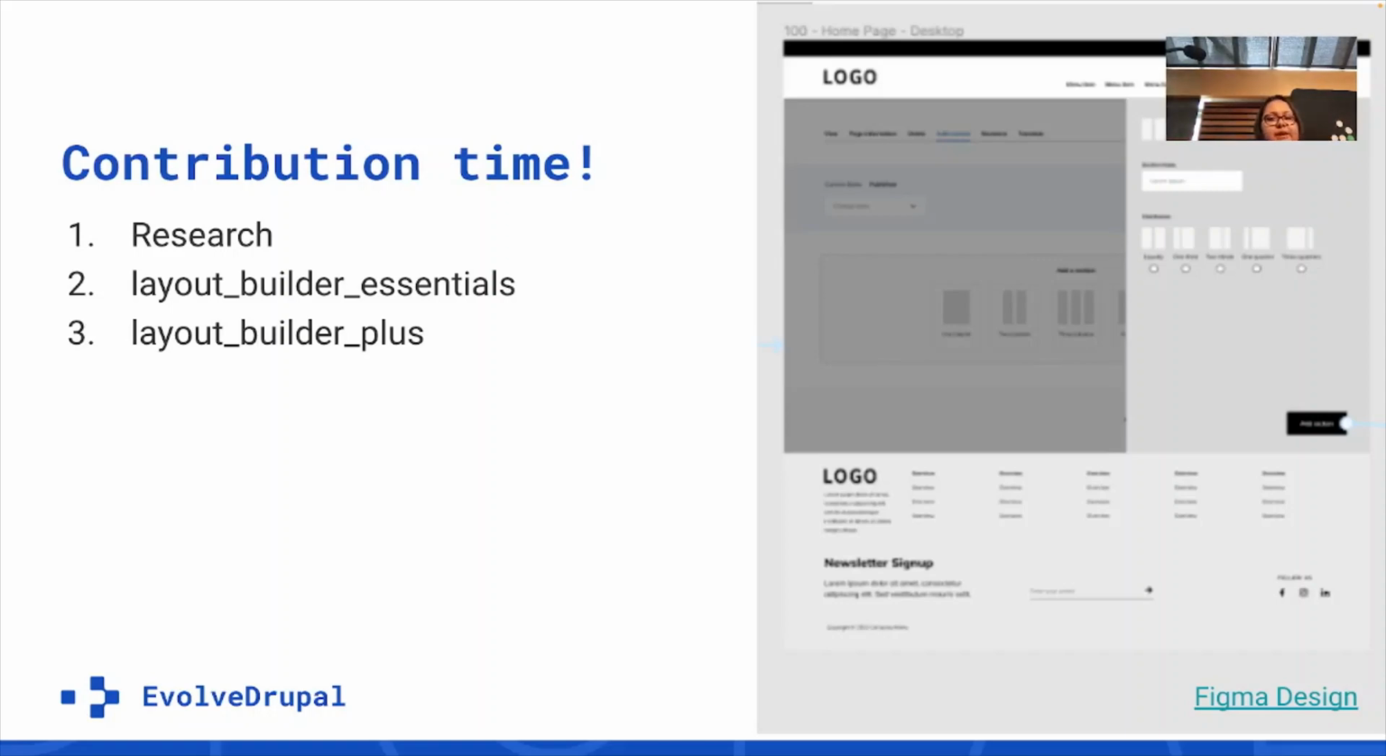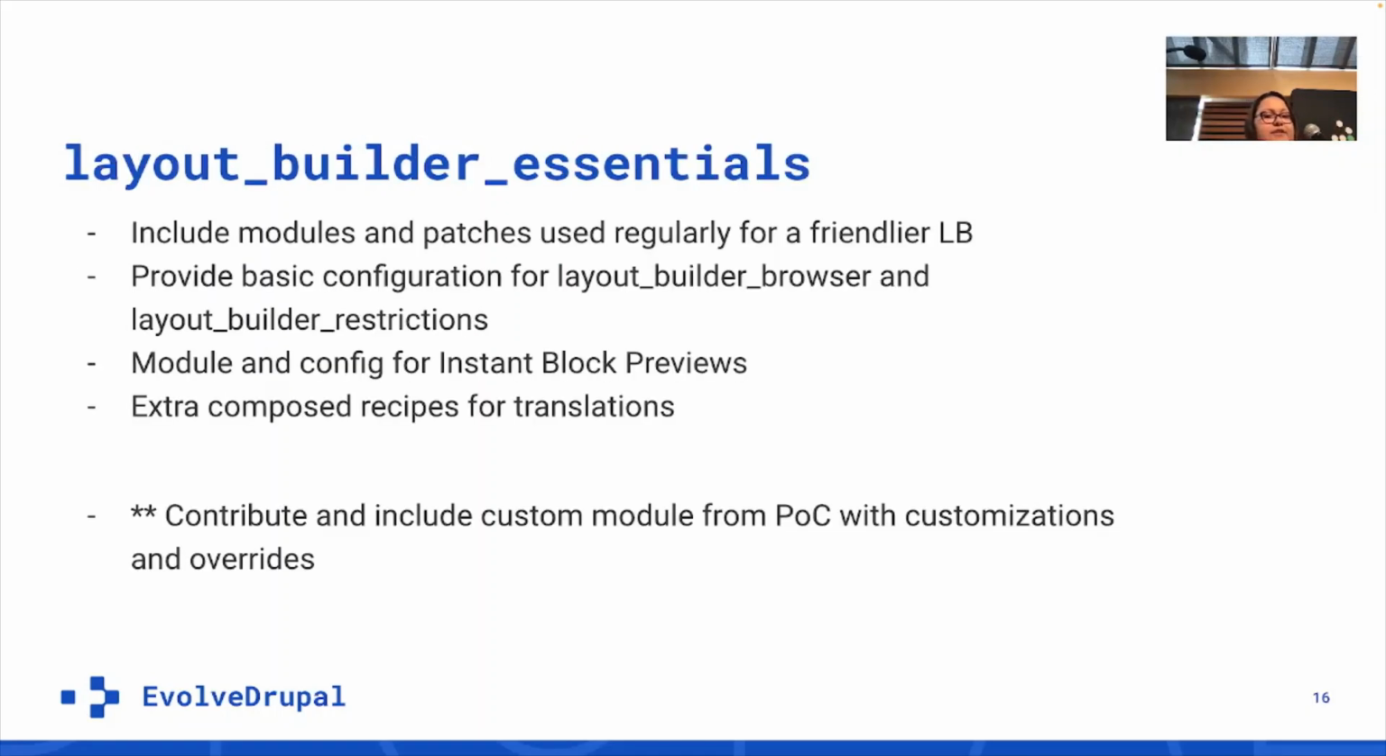And then we have the Layout Builder Essentials and Layout Builder Plus. And as you can already infer, probably, one of them is the recipes, and the other one is the module. So, for example, for Layout Builder Essentials, the idea is to include modules and patches that we use regularly for having a friendlier layout builder. We want to provide basic configuration for Layout Builder Browser and Layout Builder Restrictions modules, which are great for limiting the content that we are going to present there.